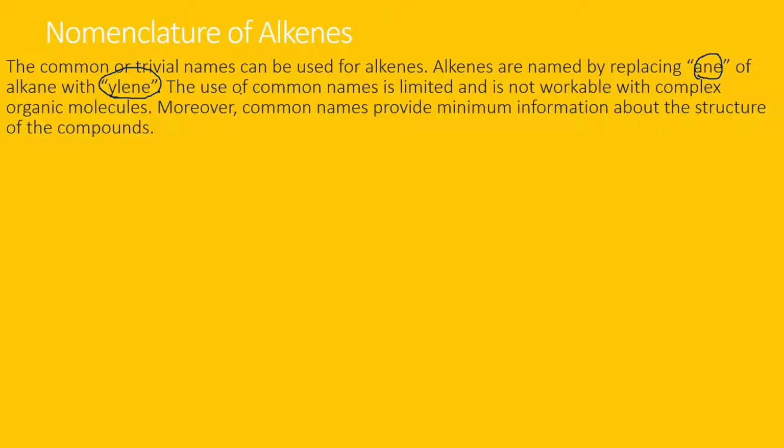But the use of common names is quite limited. Why? It's not workable with organic compounds, because organic compounds mostly have complex, complicated structures. So by using common names, it is difficult to get information about their structure and bonding. But still this can be used for smaller organic compounds.